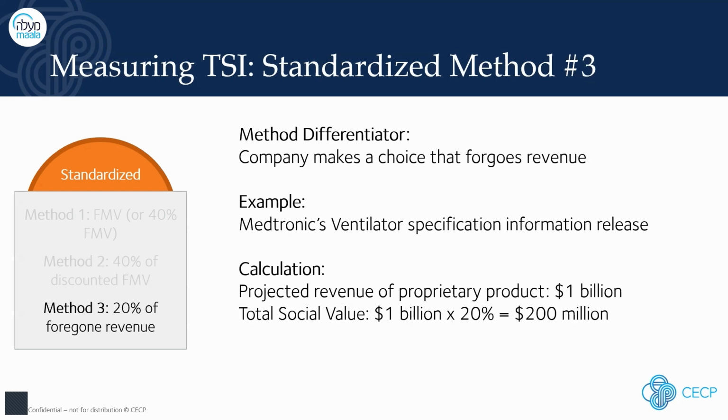And then our third method is for when a company makes a choice that forgoes revenue. You can use the Macquarie Redemption Roasters Impact Investing example from a previous module if you want, or in this case, Medtronic's thinner specification information release that they did during the pandemic. So, for example, if we assume that their projected revenue for that proprietary product, had they chosen not to share those specifications, was $1 billion, the total social value is going to be 20% of that foregone revenue, which would be $200 million. So that's how you calculate that third method.